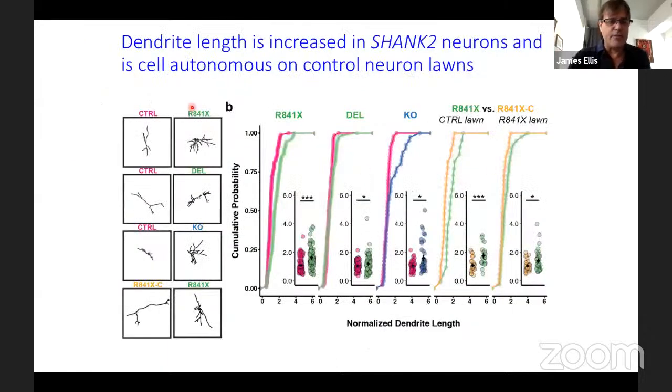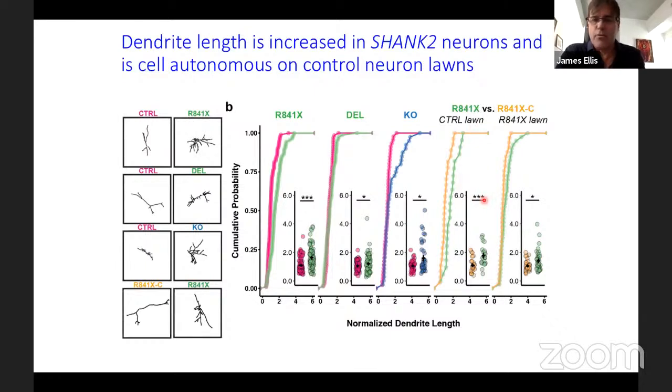When we do that, these are the SHANK2 mutants here, and their controls. So this is the point mutation compared to the parent, the deletion compared to that same parent in that family, the homozygous knockout to its isogenic parental cell line, and then we took this point mutation and corrected it through CRISPR gene editing back to the wild type. And you can see, just looking at the morphology, that these are much more complex looking than their isogenic controls. And when you go through and do the statistics, you can see that, yes, indeed, all of them have increased dendrite length.